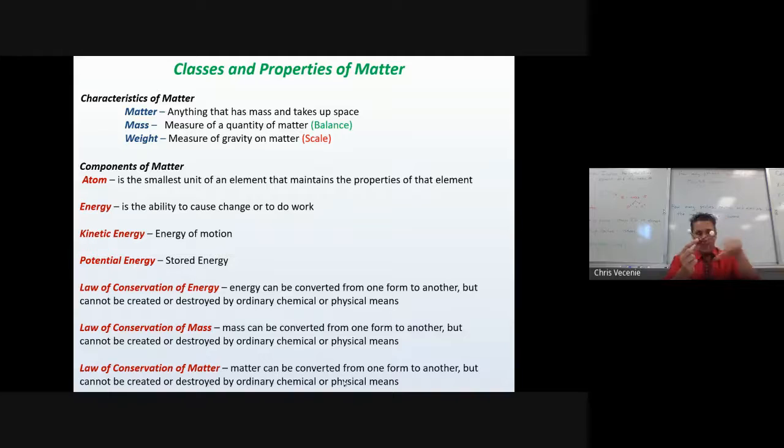Molecules are these guys, and that's what compounds are made of. Atoms are these guys, individual spheres, and that's what elements are made of. So you have atoms of elements, you have molecules of compounds, and molecules are made up of individual atoms that have lost their properties.